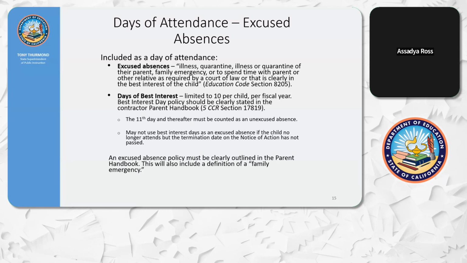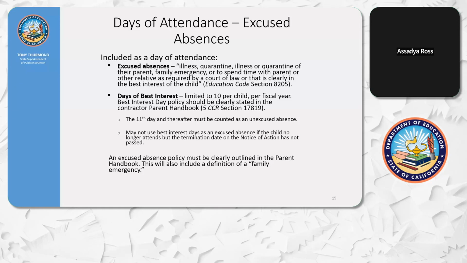Days of best interest are going to be limited to 10 per child per fiscal year. According to Title V, Section 17819, the best interest day policy should be clearly stated in the contractor parent handbook. The 11th day and thereafter must be counted as an unexcused absence. There's an exception for children who are recipients of protective services or at risk for abuse or neglect, in which case best interest days are not limited to 10 days.